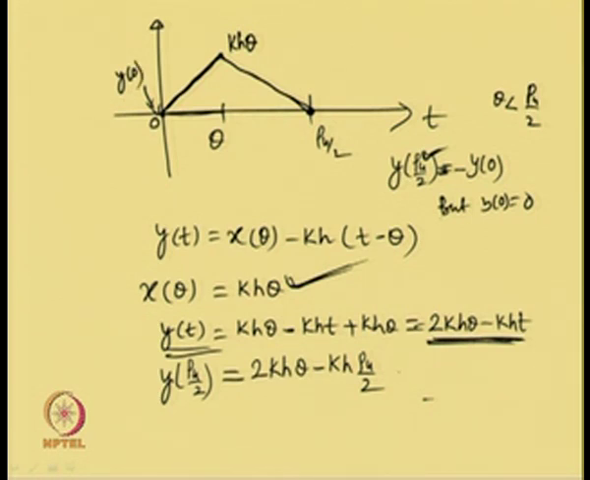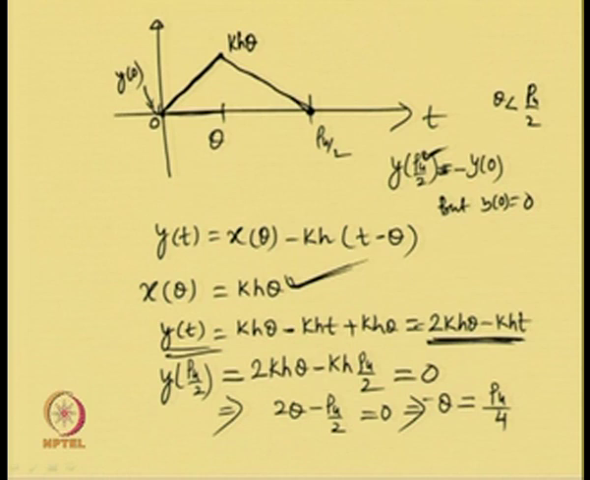So, this can be equated to 0, and upon solving, k h is taken out. So, 2 theta minus Pu by 2 is equal to 0, implies theta is equal to Pu by 4. So, this is one important relationship we get from the analysis. Now, the type of output signal you get is like this, this is the y(t). What about the input signal? As you have seen, the input signal must be like this.